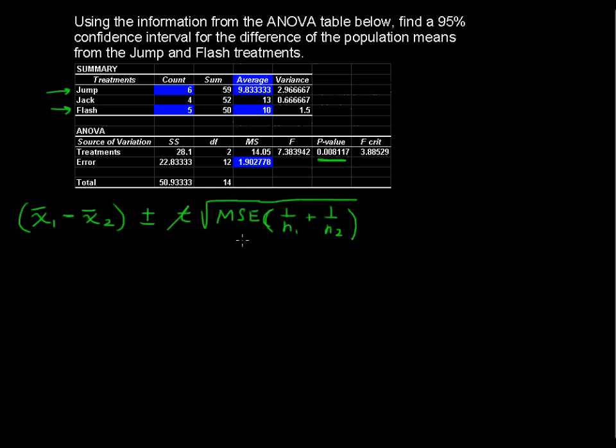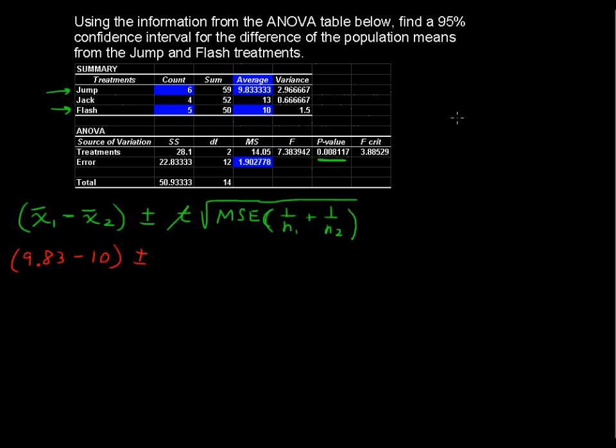All right, we're going to go through this step by step. First of all, the x bar sub 1 and sub 2 are just the means from the jump and the flash. So I'll go ahead and write that down right here. That's 9.83 minus 10. All right, and then plus or minus.